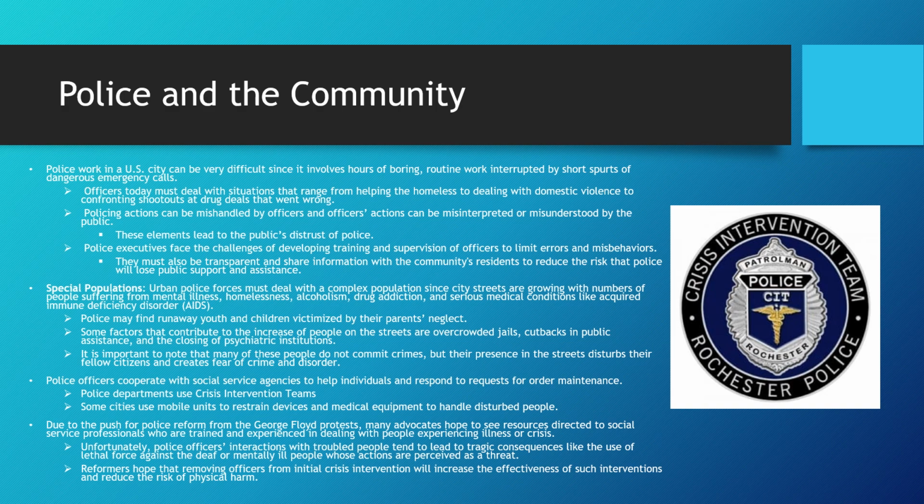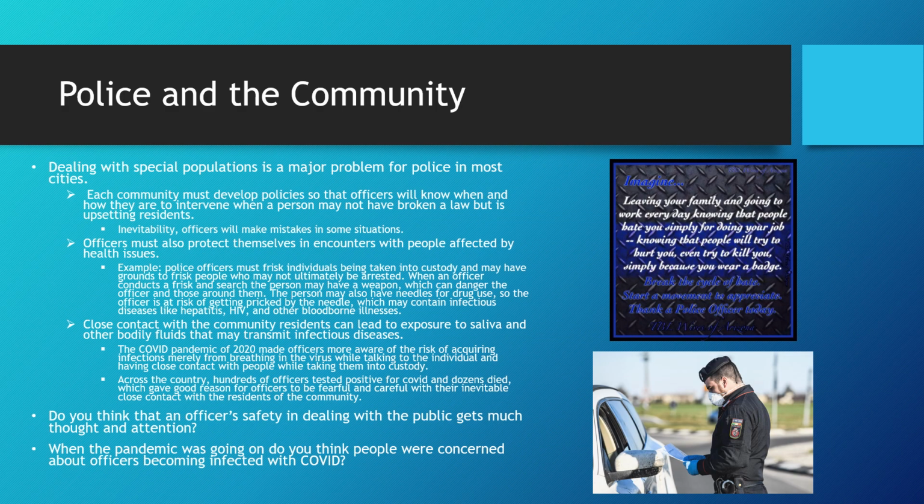Unfortunately, police officers' interactions with troubled people tend to lead to tragic consequences, like the use of lethal force against the deaf or mentally ill, whose actions are perceived as a threat. Reformers hope that removing officers from initial crisis intervention will increase the effectiveness of such interventions and reduce the risk of physical harm. Dealing with special populations is a major problem for police in most cities.